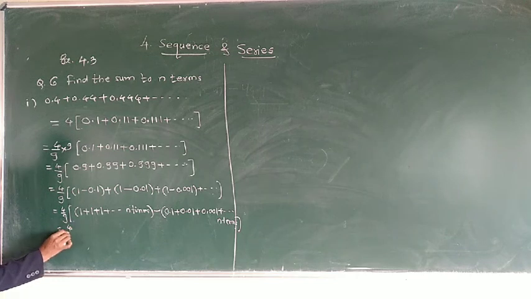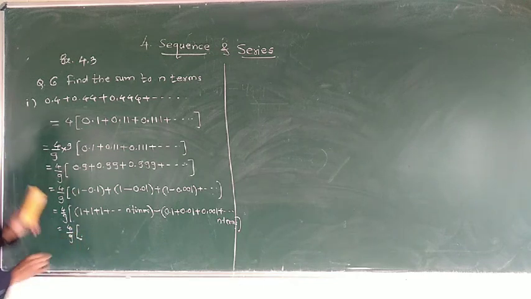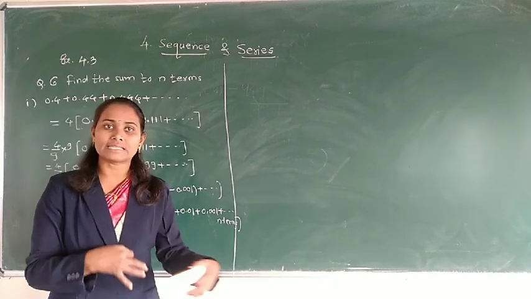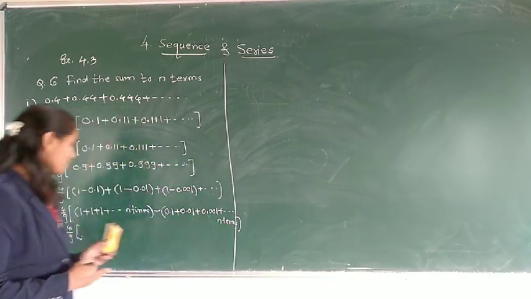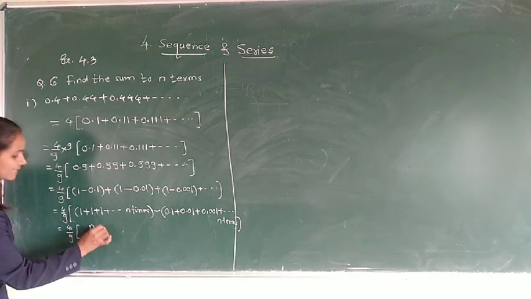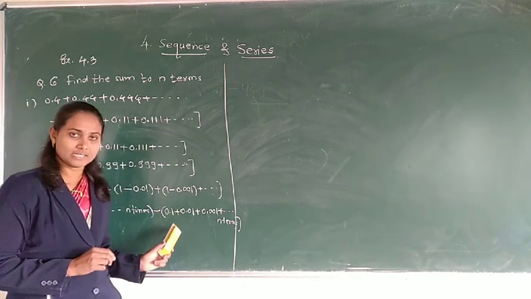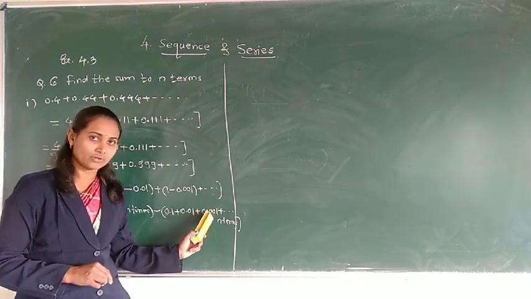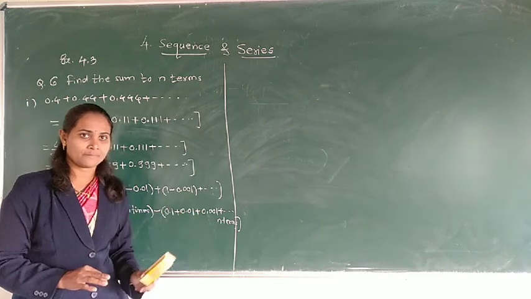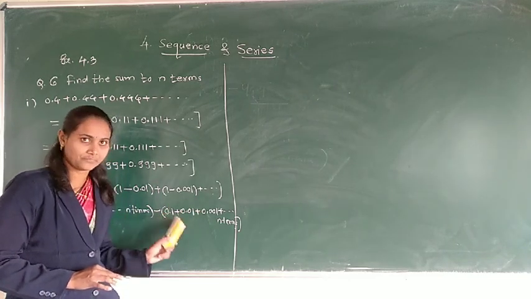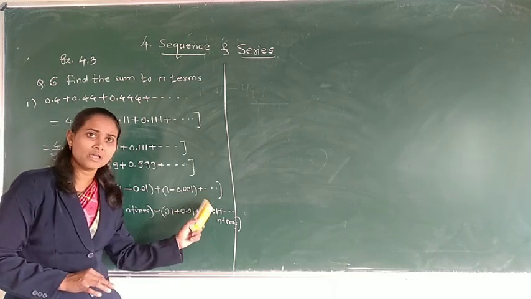This is equal to 4 by 9. Here 1 plus 1 plus 1 up to n times means 1 into n, since 1 appears n times. So instead of 1 plus 1 plus 1 and so on, we can write n only, minus. Now see the sequence in the second bracket: 0.1, 0.01, 0.001, which forms a GP with common ratio 0.1.